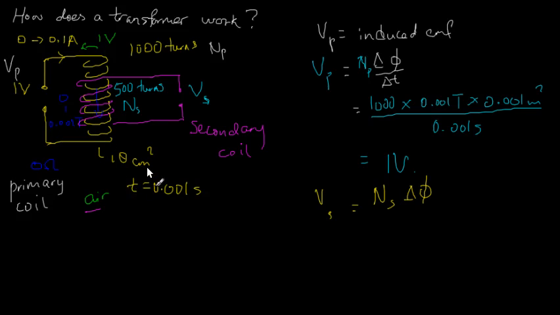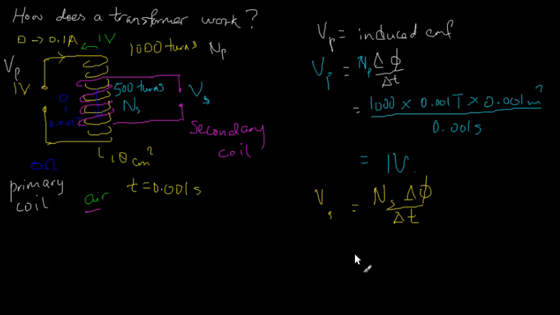this 10 cm squared of cross-sectional area over the time t. So the delta phi over delta t part is exactly the same as that. The only difference is the Ns. So I can just go through this calculation, but you can already see that because delta phi over delta t is the same, and Ns is 500, half of Np, clearly my answer must be half of 1 volt.